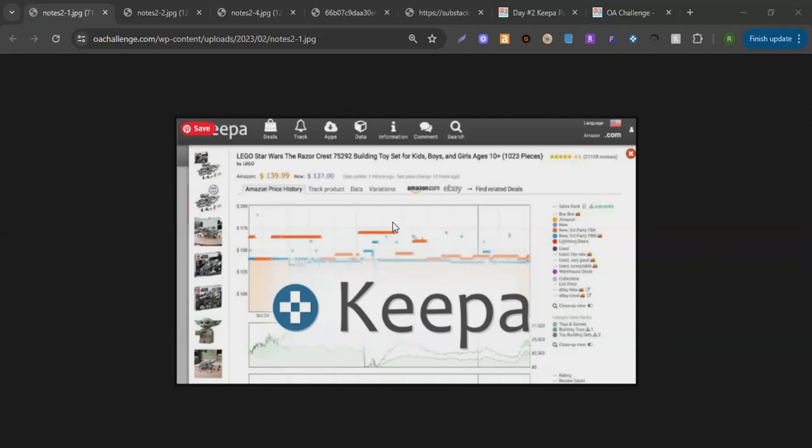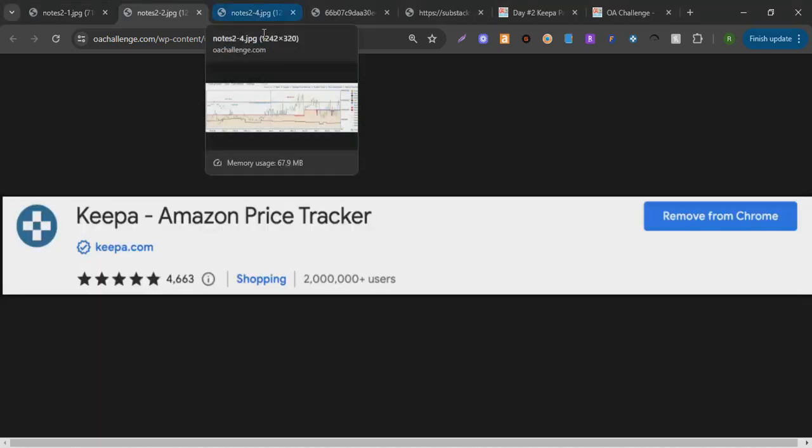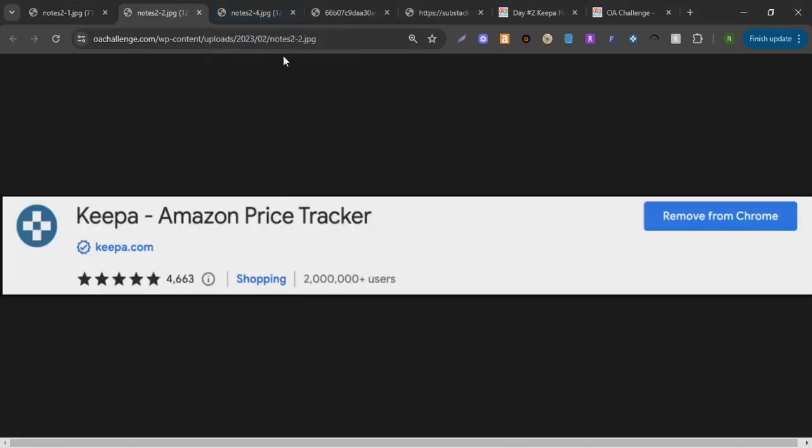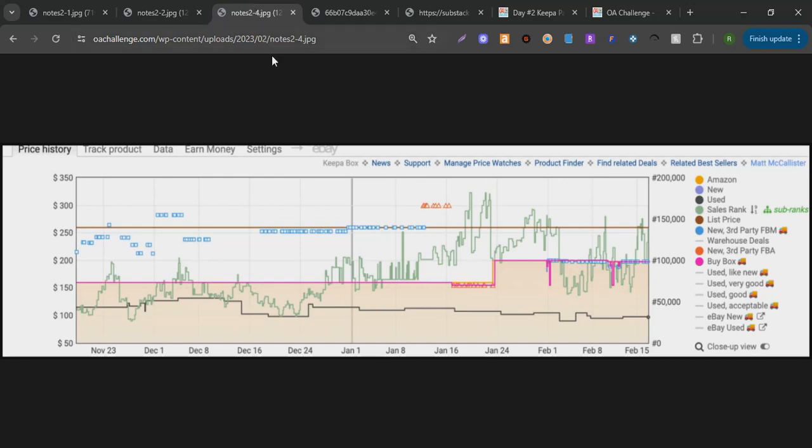How to use Keepa to avoid buying products with price drops or high competition. Don't want to buy a product today and see the price crash tomorrow? Here's how to avoid that using Keepa. Keepa is a Chrome browser extension that shows you price history charts for Amazon products. It's a must-have for online arbitrage.